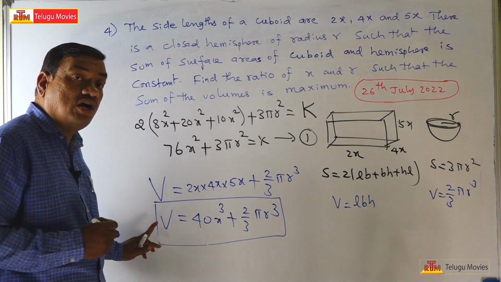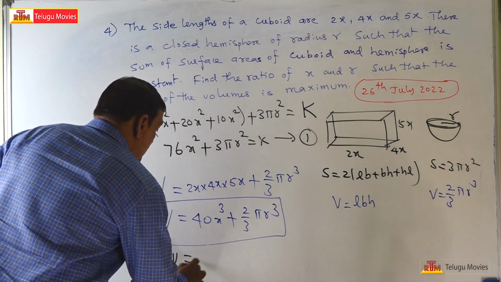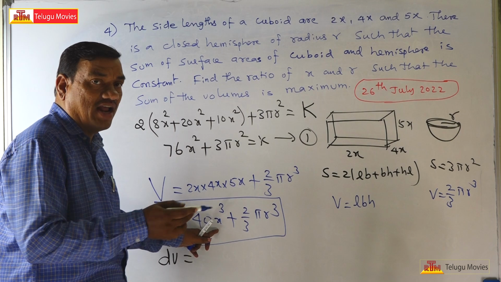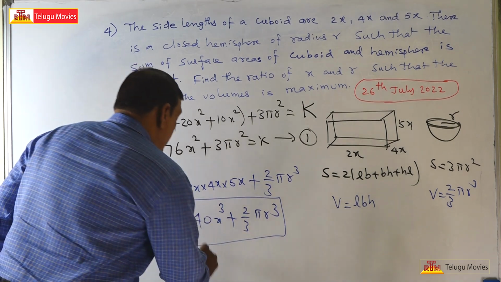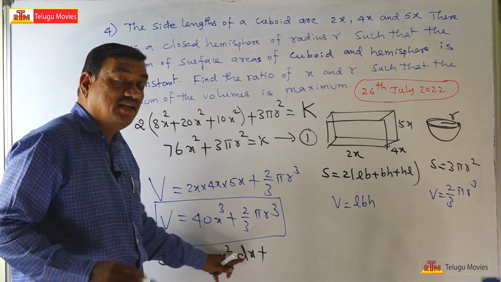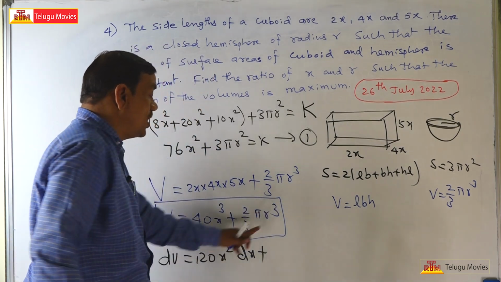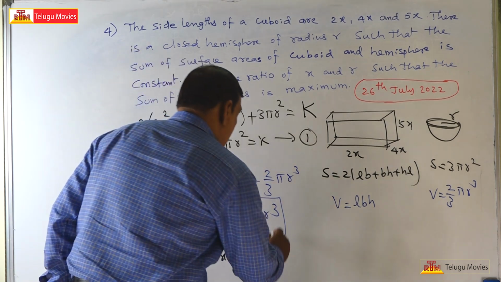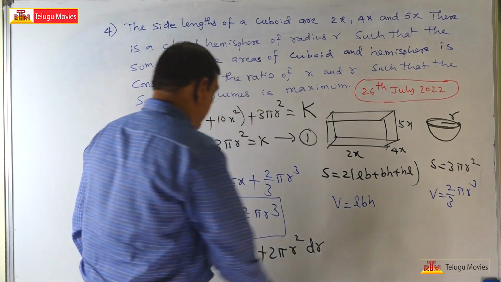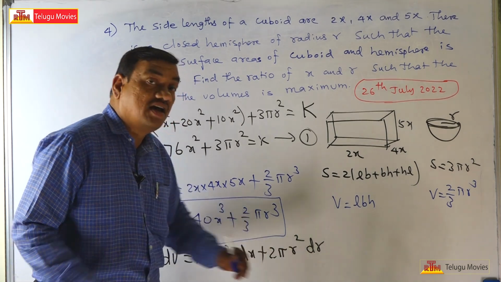First, what do you have to find out here? The derivative. So dV is equal to, what derivative will you get? The x cube derivative is how much? 3x square, so 120x square, and dx you have to write, since you are taking the derivative with respect to x. Plus here, for 2/3 pi r cube, the derivative is 3r square, the 3 will get cancelled, 2 pi r square dr. That means if you know this value, 120x square dx plus 2 pi r square dr, the problem will be over.